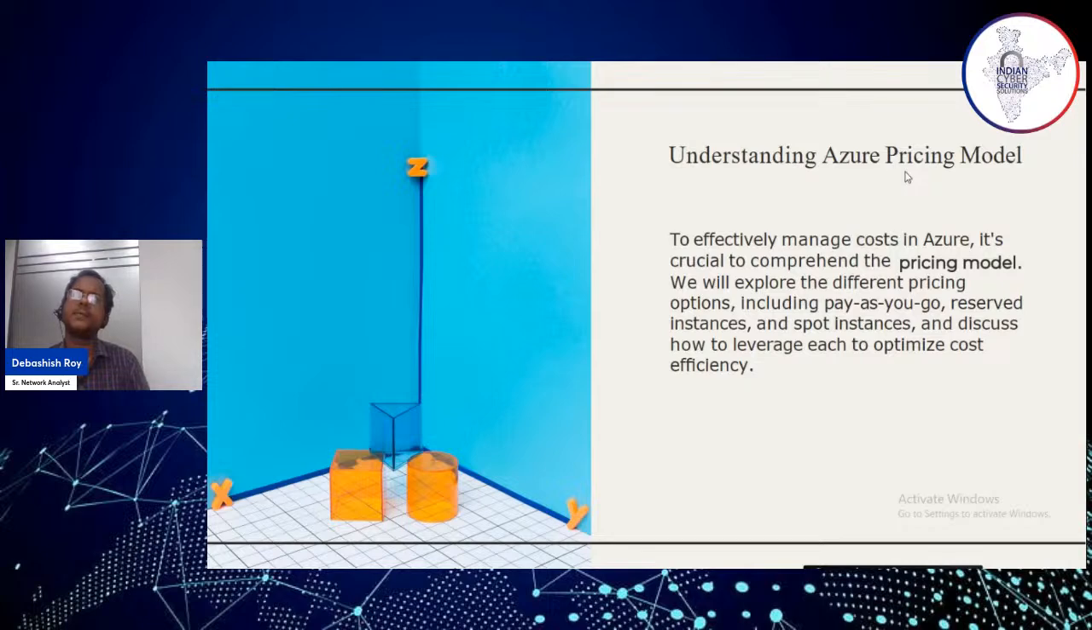Spot instance means that an instance is not being used, so Azure is selling that instance for the time being at a lower cost, because they do not want to keep their instances unutilized at any point of time.